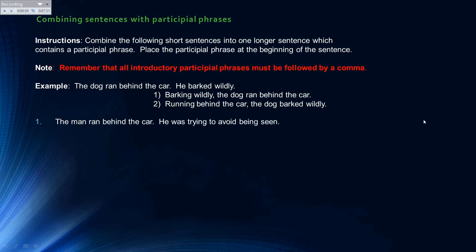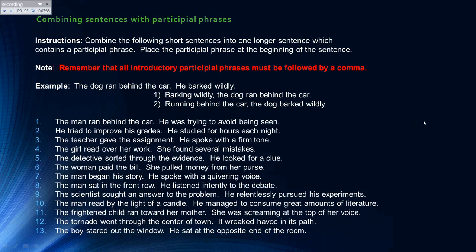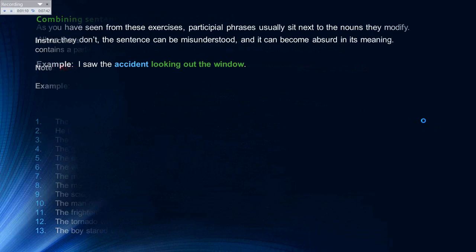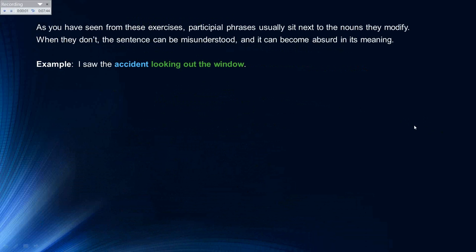Be very, very cognizant of this. So you have several different sentences to write, and I'd like you to, if you have time, write them both ways so that you get plenty of practice. You can't know how critical this is. As you've seen from these exercises, participial phrases sit next to the nouns they modify. When they don't, the sentence can be misunderstood, and it can become absolutely absurd in its meaning.